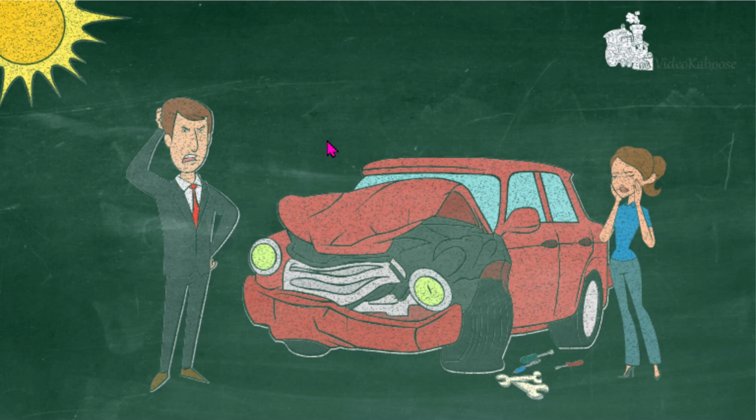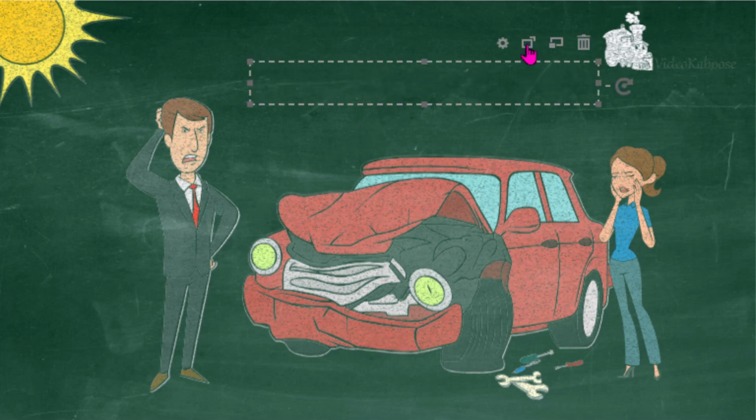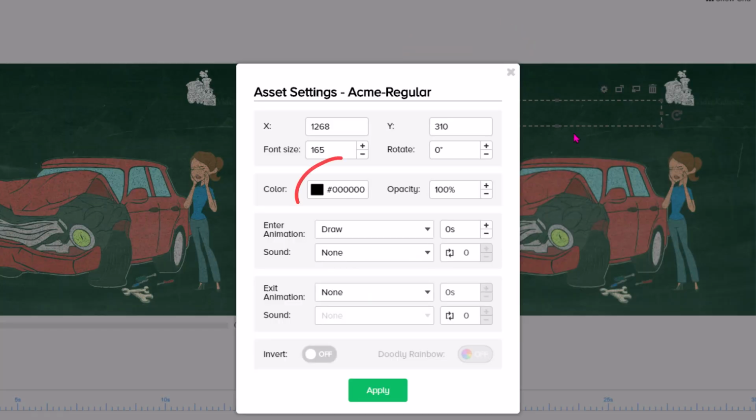So fortunately, there is a really simple solution. Here's how. Scroll over your text box and click on it. Next, click on this gear icon that says Asset Settings. And then I want you to come down to where it says color and I want you to click on the black box.